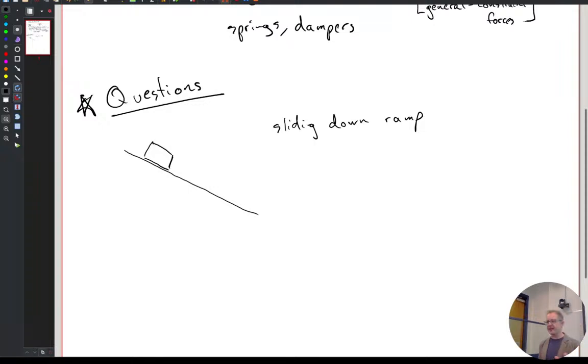So one thing that came up, one example, was thinking about something sliding down a ramp. We looked at skiers on a ramp or on a hill. But what kind of forces would we see on a block on a ramp? Or think about a cardboard box that you want to deliver down the ramp somewhere.